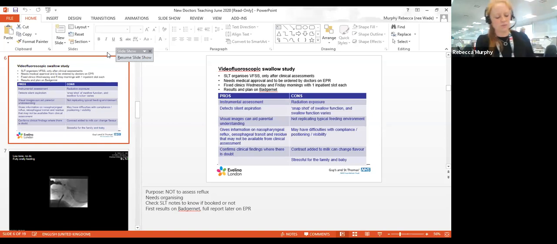Okay, so the main thing to say is that we as speech therapists organise this. So even though we ask that you request it on EPR, we need to check that it's appropriate and organise it with radiology. So sometimes, you know, we've turned up to the unit before and they've said, oh, they've got a video fluoroscopy today, and we know that that's not the case. So sometimes there can be wires crossed in terms of that.